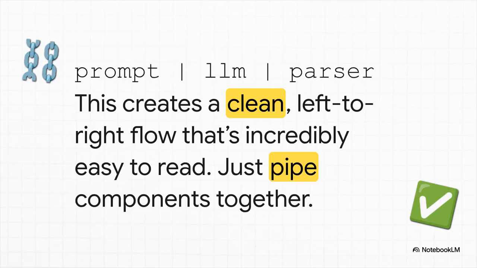Just look at this. This one line of code is a complete functioning AI chain. The magic is right there in that little vertical line, the pipe operator. Now, for developers, this is a super familiar idea from working in the command line, but here, it's the snap that connects our Lego bricks. It creates this beautiful, clean, left-to-right flow that's just so easy to read and understand. You take a prompt, you pipe it to a language model, and you pipe that result to a parser. It's that simple. It's that elegant.